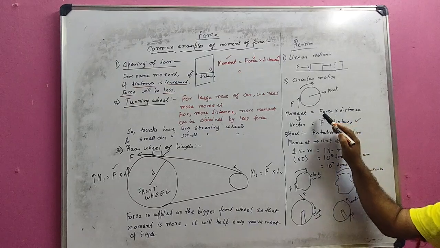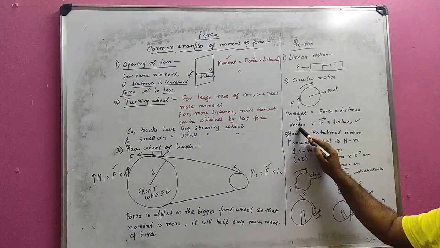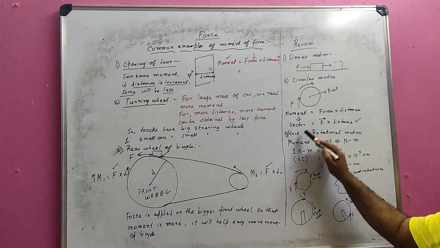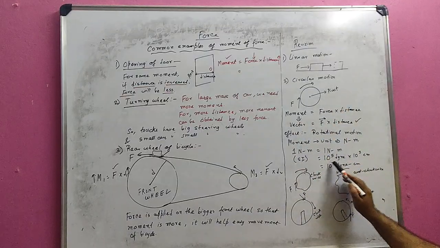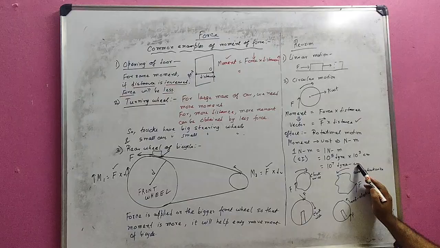Moment is calculated by force into distance, and it is a vector quantity. It always produces a rotational effect. The unit of moment is Newton meter. We can also say it's dyne centimeter in CGS unit.